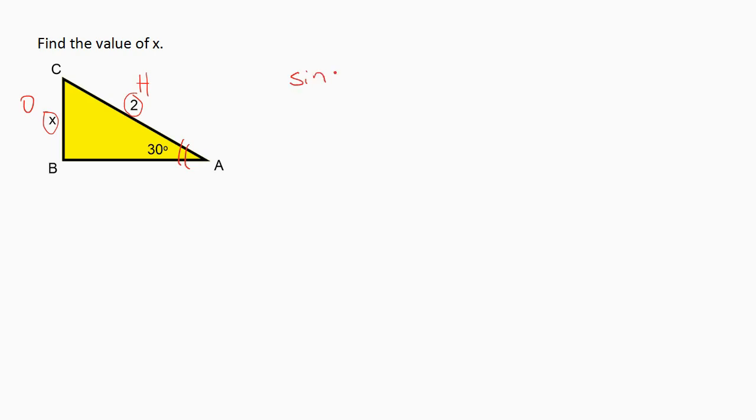So once again, we know sine of our angle is equal to opposite over hypotenuse. That's just by definition, that's what sine of an angle means. It's the ratio of opposite divided by hypotenuse. In this case, our angle is 30 degrees, so sine of 30 degrees is equal to opposite, in this case x, divided by hypotenuse. Our hypotenuse has a value of 2.